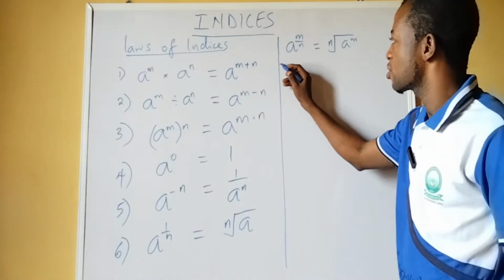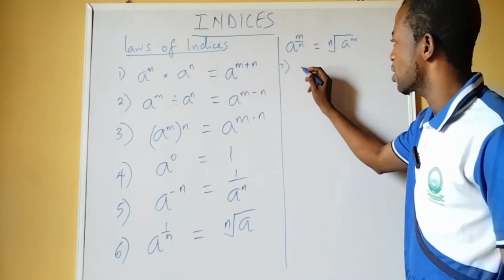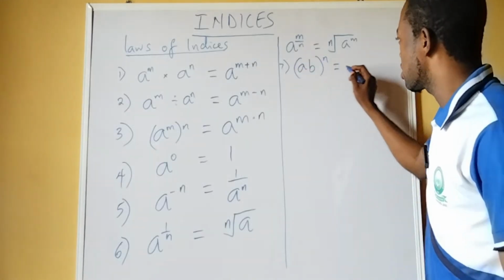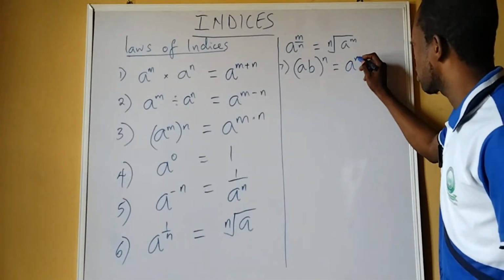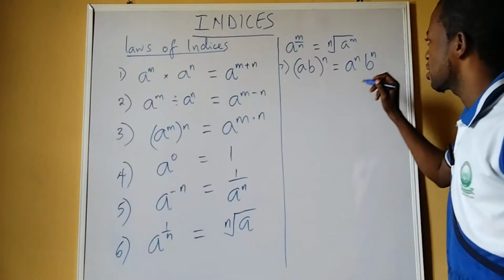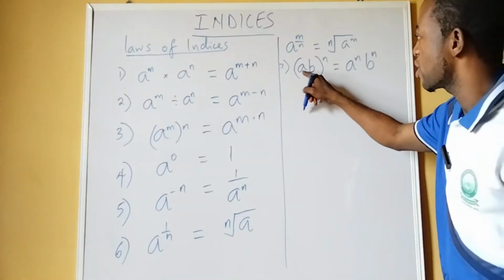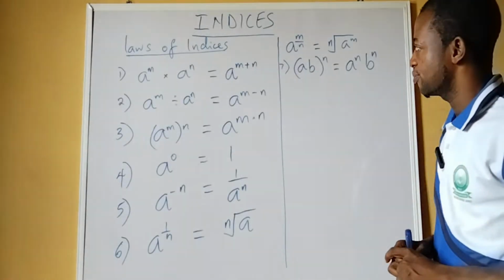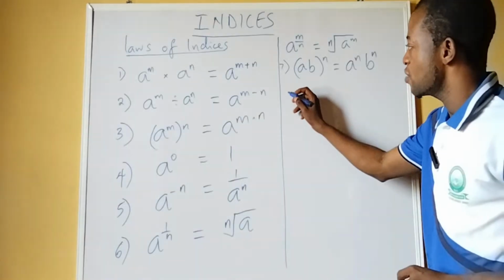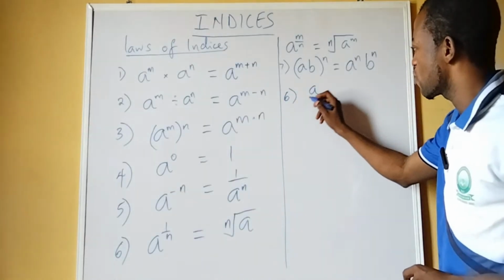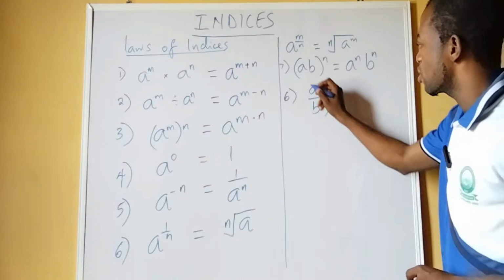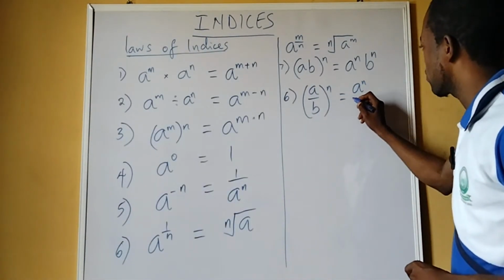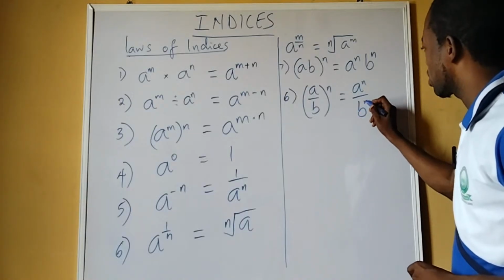And other laws we also have: whenever we have something like a times b all raised to power n, this can be written as a raised to power n times b raised to power n. This power will affect these two numbers inside. In the same way, when we have a over b all raised to power n, we have a raised to power n over b raised to power n.